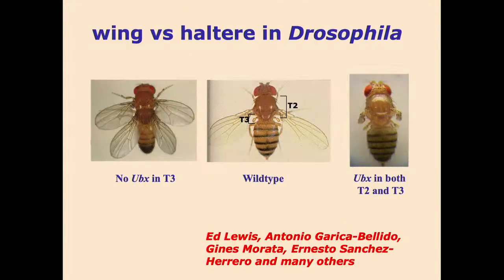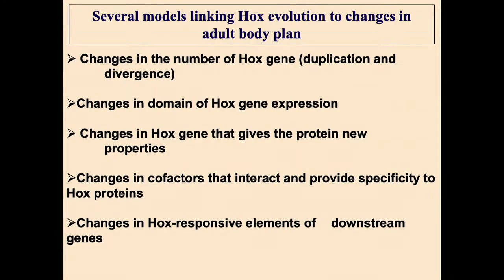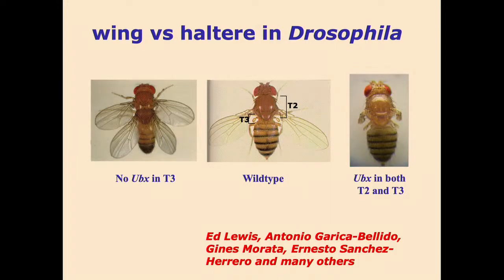Now, if you look at other factors, what other mechanisms can operate? Here is one example which we have worked on. Earlier, people like Ed Lewis and others showed the function of UBX. I already spoke about this earlier. UBX is required to make the halteres in the third thoracic segment, and UBX does so by suppressing wing development, and UBX is sufficient to make a haltere, right? This is the normal fly, this is the UBX loss of function, this is UBX gain of function.